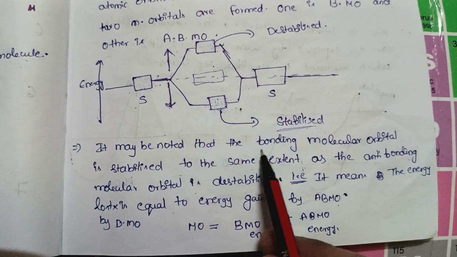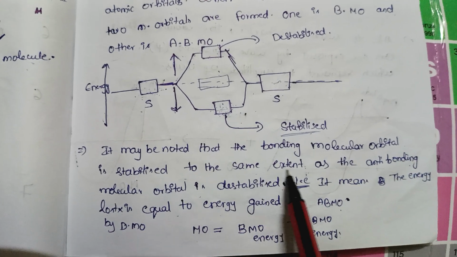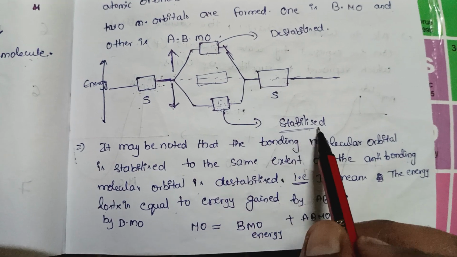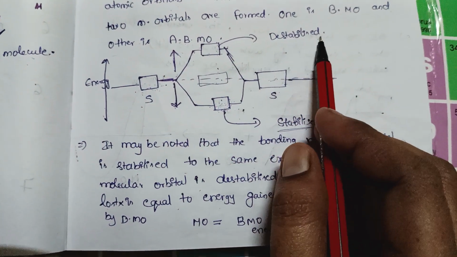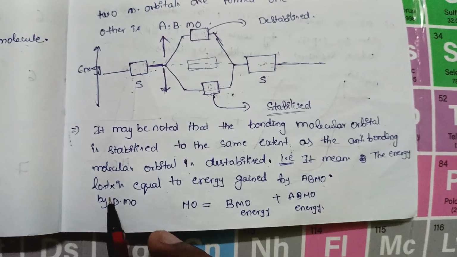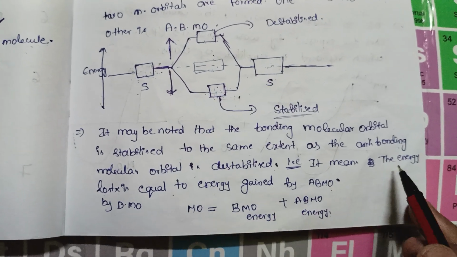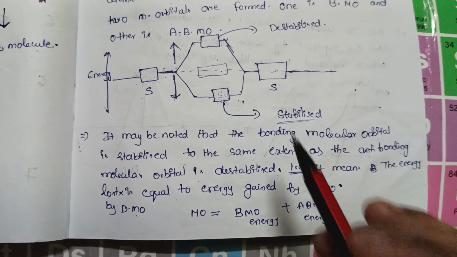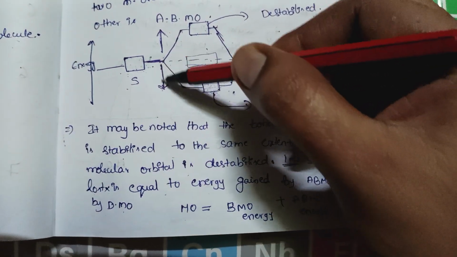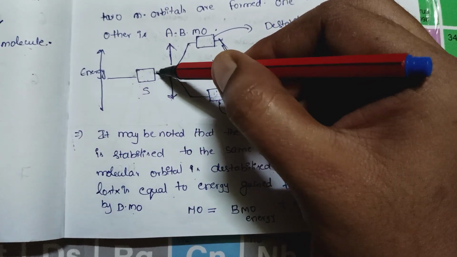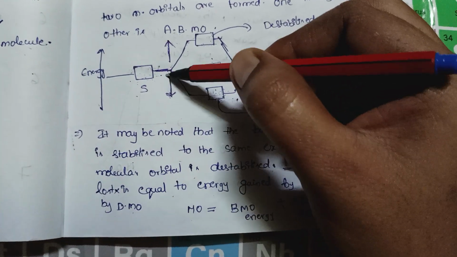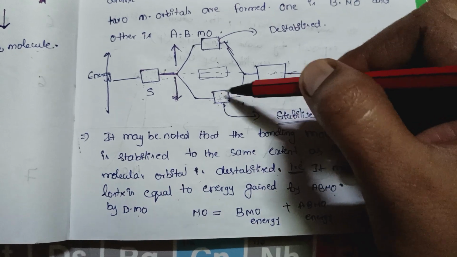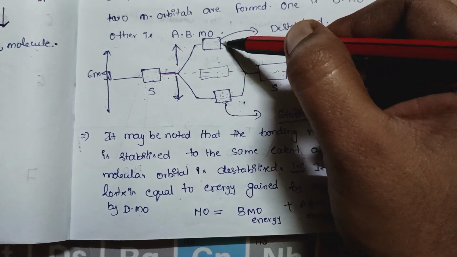It may be noted that the bonding molecular orbital is stabilized to the same extent as the anti-bonding molecular orbital is destabilized. It means the energy lost by the bonding molecular orbital is equal to the energy gained by the anti-bonding molecular orbital. Here, this is the energy of the atomic orbital, and the bonding molecular orbital lost some energy. The energy lost by the bonding molecular orbital is equal to the energy gained by the anti-bonding molecular orbital.